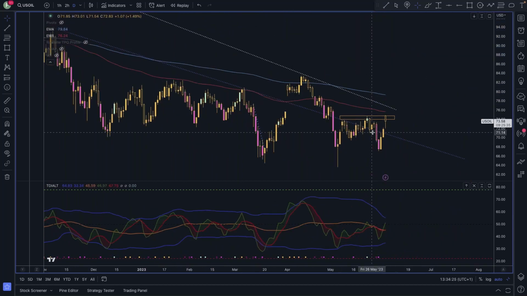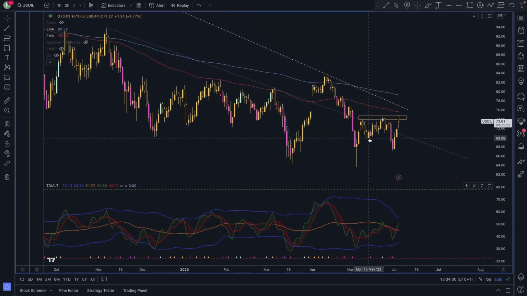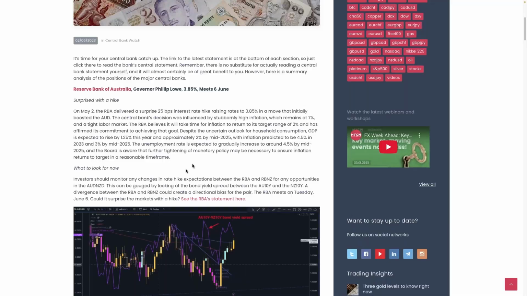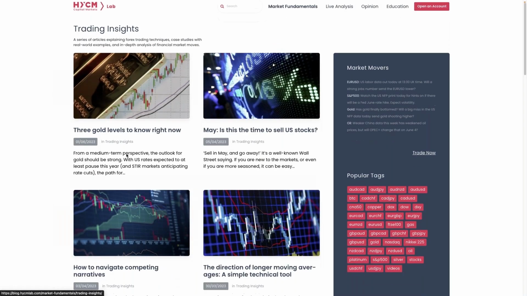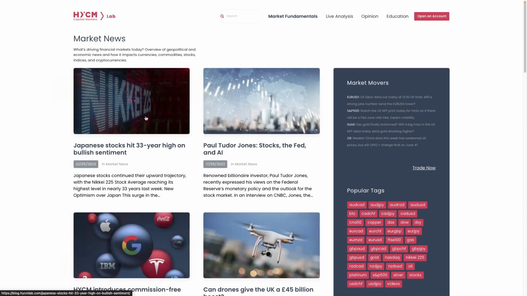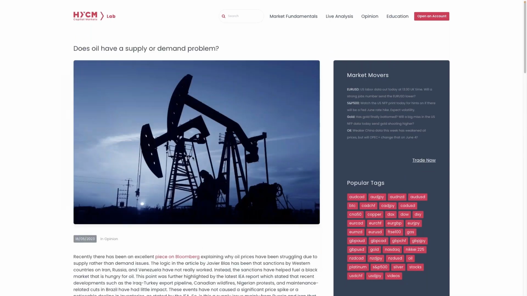So remember, the reason Saudi are doing a production cut is partly because of the slowing global demand that analysts have been seeing, and mainly China's recovery has not been as quick as many investors have been hoping. I wrote an article here on does oil have a supply or demand problem?